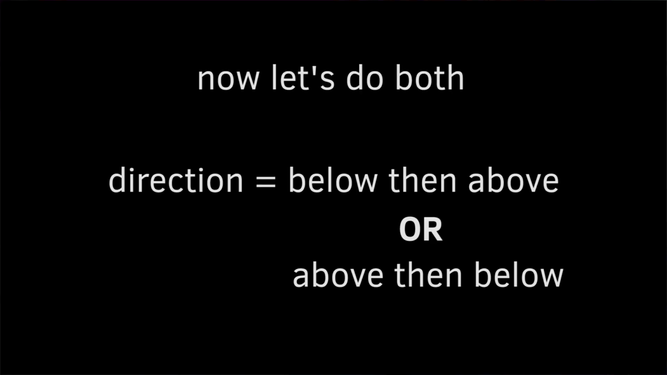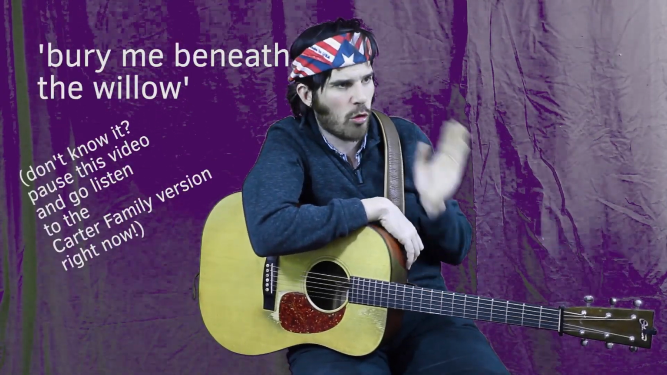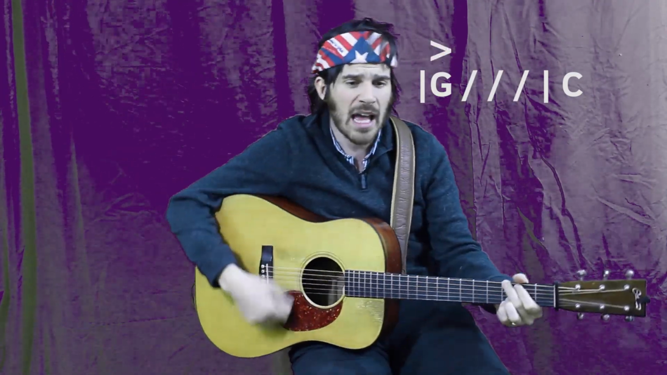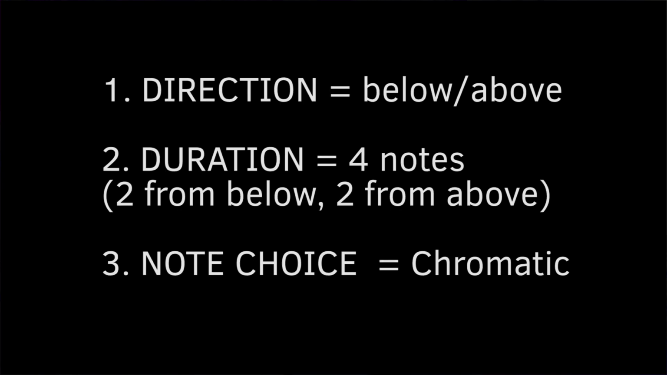Before we only approached either from above or below. Now I want to combine the two. So let's take a tune, for example, Bury Me Beneath the Willow. We have 4 boom chucks on a G, and then we land on a C chord for the beginning. Bury me beneath. Okay, so I just want to experiment with that G to C right now. I want to approach the C with 2 notes chromatically from below and then 2 notes from above and then land on the C chord.